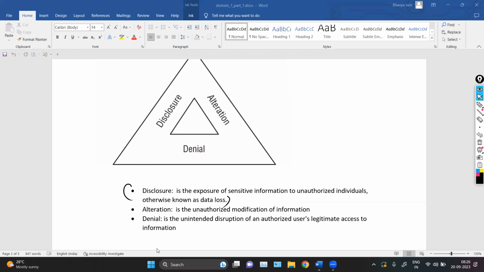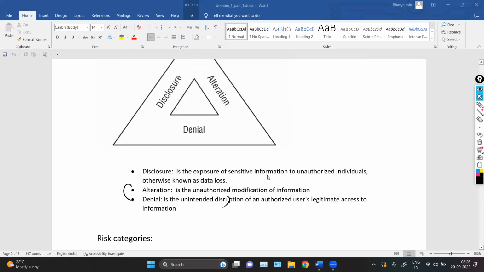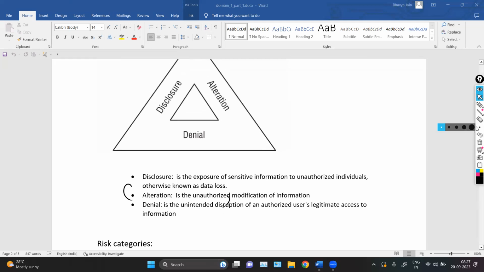Now anyone can read your data, anyone can understand your data. So that is disclosure of information, and that is totally the violation of confidentiality. It is a violation of the principle of confidentiality, where your data is now available to everyone. That is disclosure. Then we have alteration, which is like now everyone can modify your data.